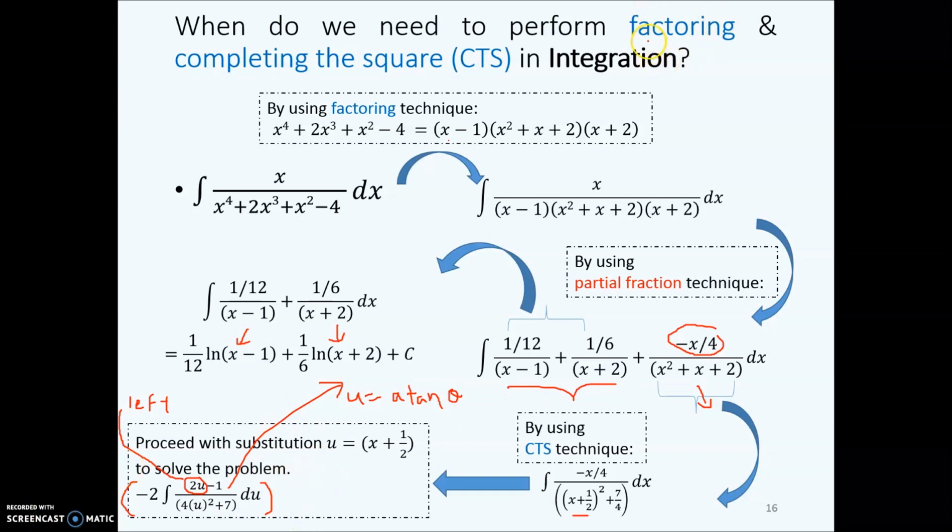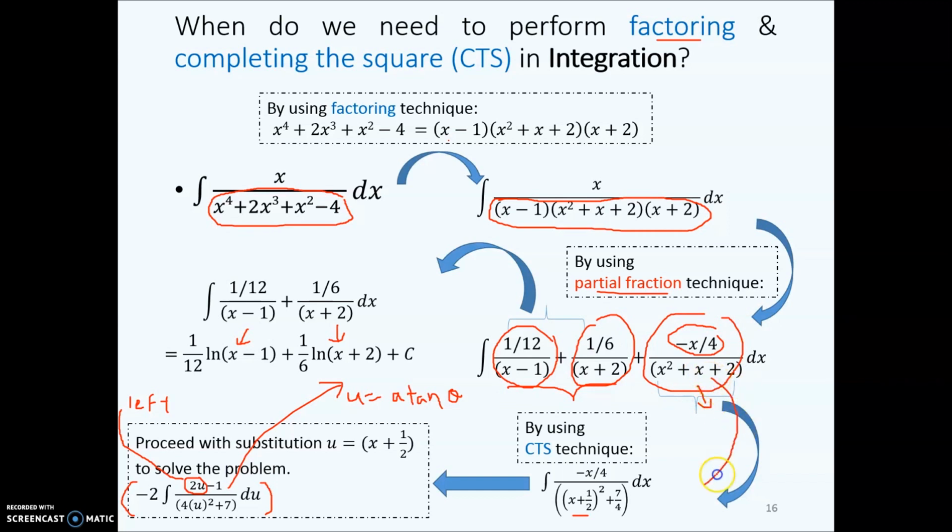So in general, factoring is able to reduce a complicated polynomial into a much simpler form, which is in linear factors and quadratic factors only. And by doing this, by the partial fraction, you're able to separate it into a much simpler form. However, for a quadratic factor, you have to use completing the square to reduce it to a linear factor format, like this one.